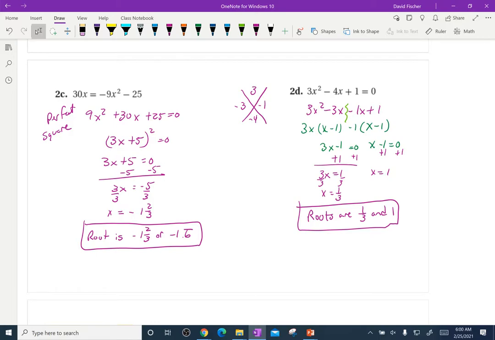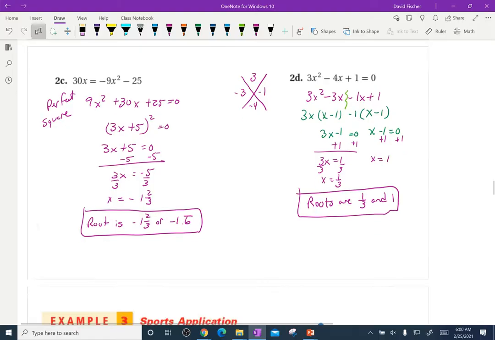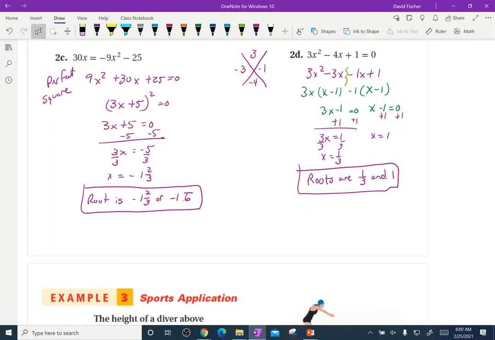So we practiced that a couple weeks ago. So now I only had to set one 3x plus 5 to 0. And yeah, I got a decimal, a negative 1 2/3 or a negative 1.6 repeating.